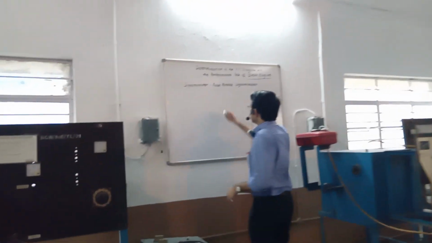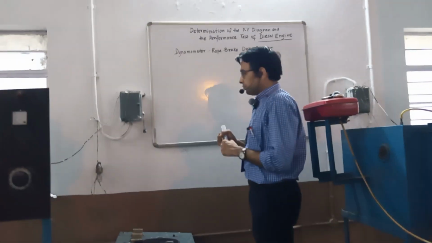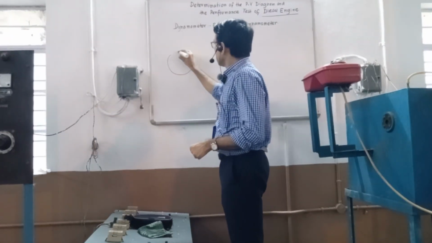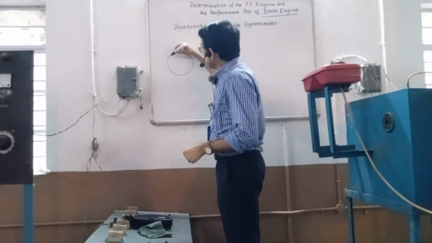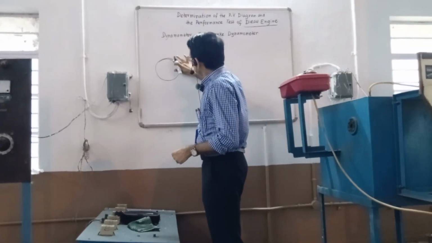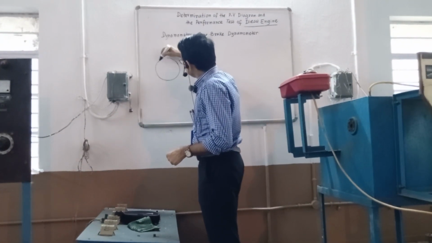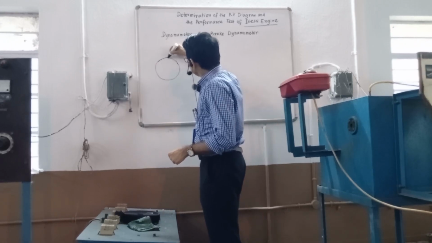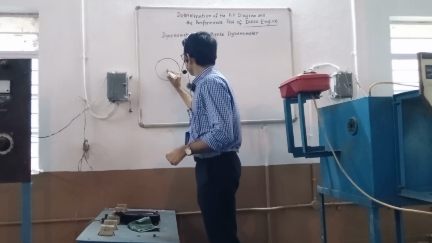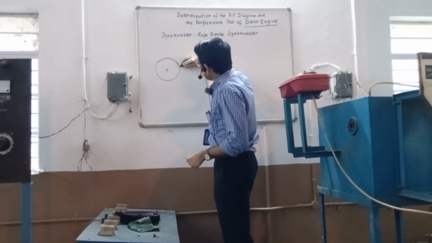Now let us see. So it is called a rope brake dynamometer. This is the brake drum. Okay, brake drum. Now we have a rope here.